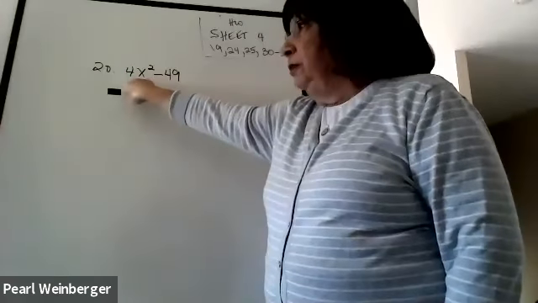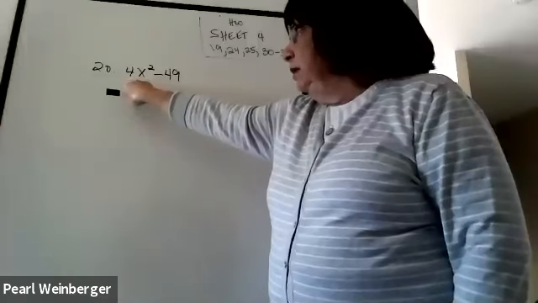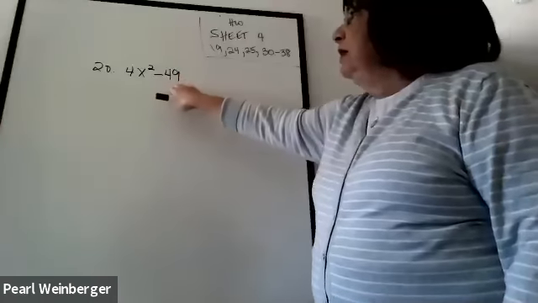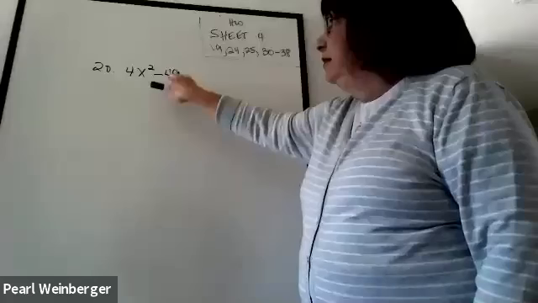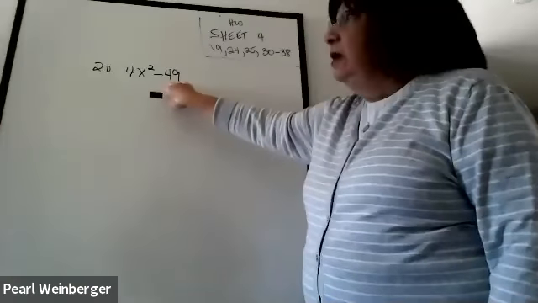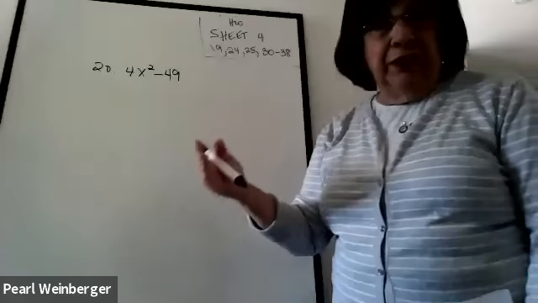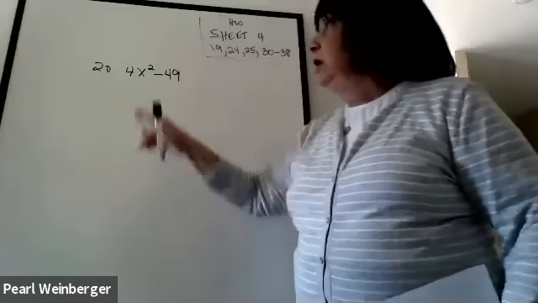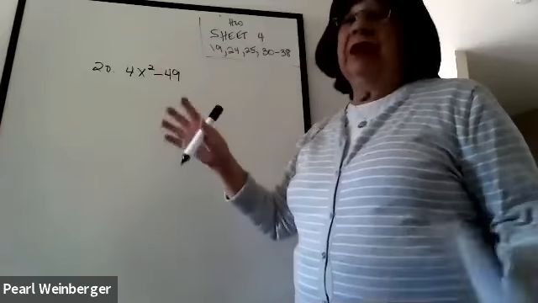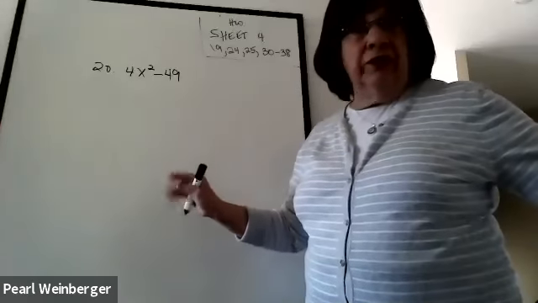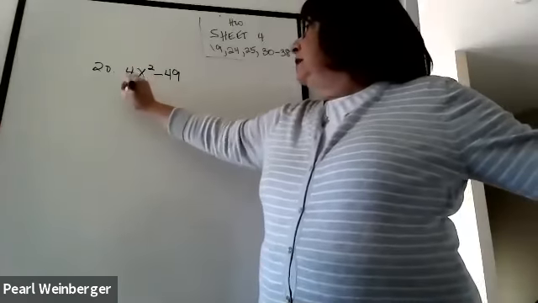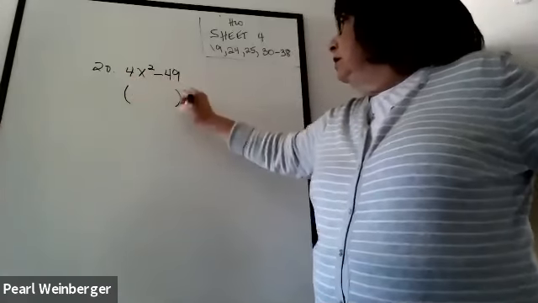Is the first term a perfect square? Yes, it's 2x and 2x. Is the second term a perfect square? Yes, 49 is 7 and 7. And is there a minus in between? You have to have all 3 of these things in order for it to be factorable. If this, for example, would have been a plus, I couldn't have done anything further. I would have just had to leave it alone. But this is the difference of squares.